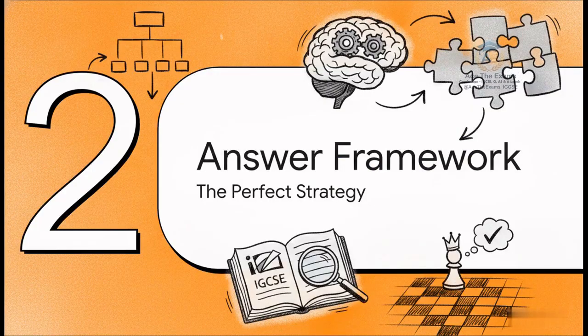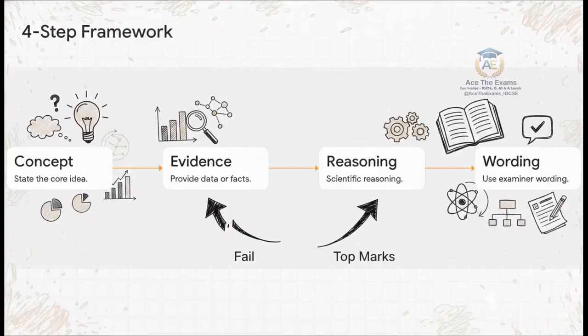Which brings us to Section 2, the perfect answer framework. So the crucial point here is this 4-step escalating stakes model. Step 1 is the concept. Step 2, evidence or data. Step 3, scientific reasoning. And step 4, examiner wording.